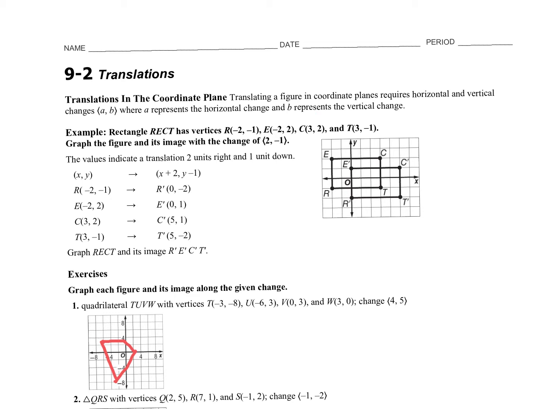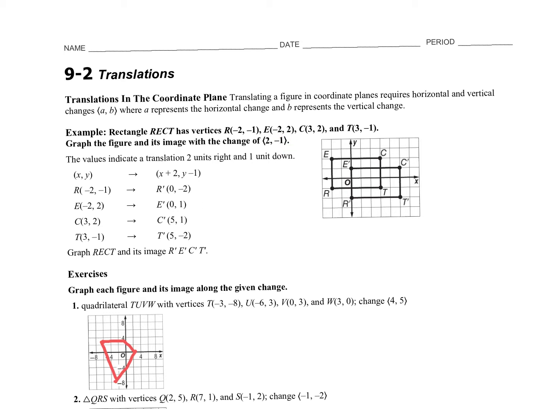For example, in rectangle RECT with vertices of R(-2, -1), E(-2, 2), C(3, 2), and T(3, -1), we're going to graph it with a change of (2, -1). Now this (2, -1) is in the form of (A, B), where the 2 represents the horizontal change and the -1 represents the vertical change.